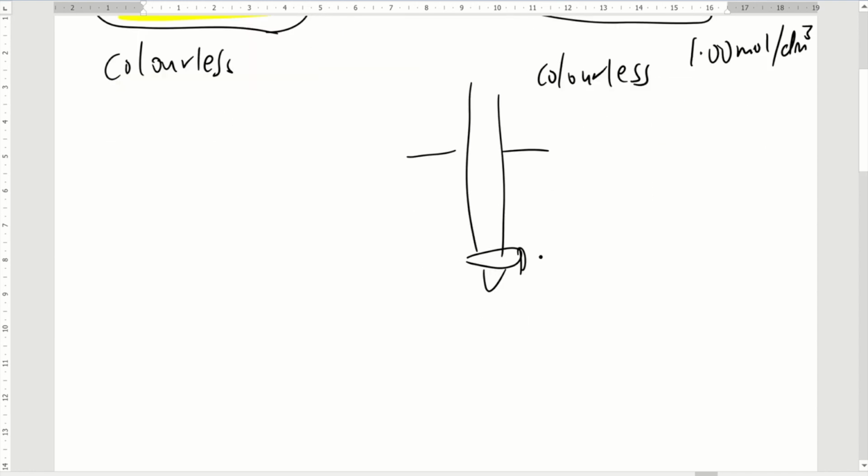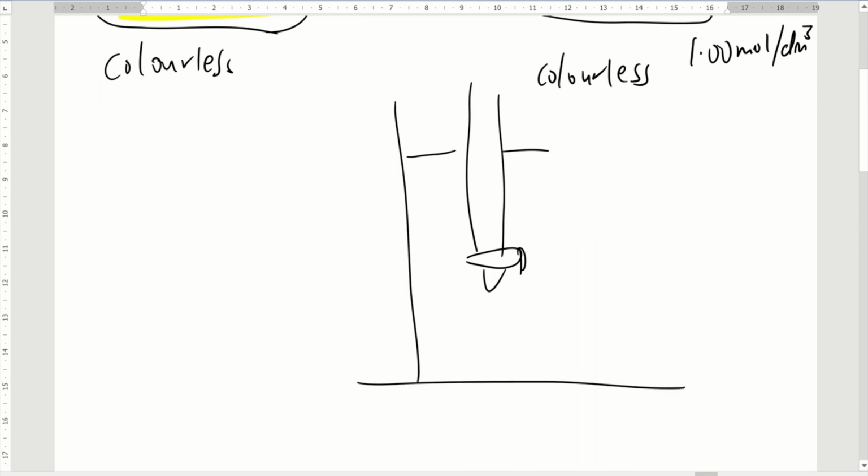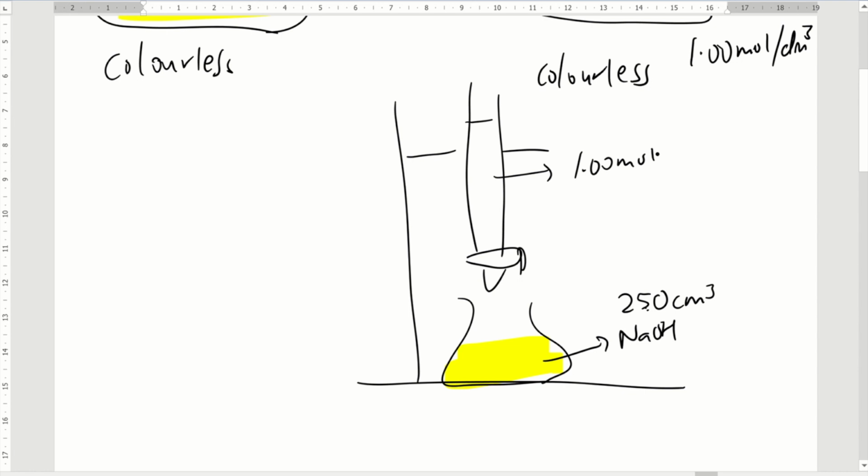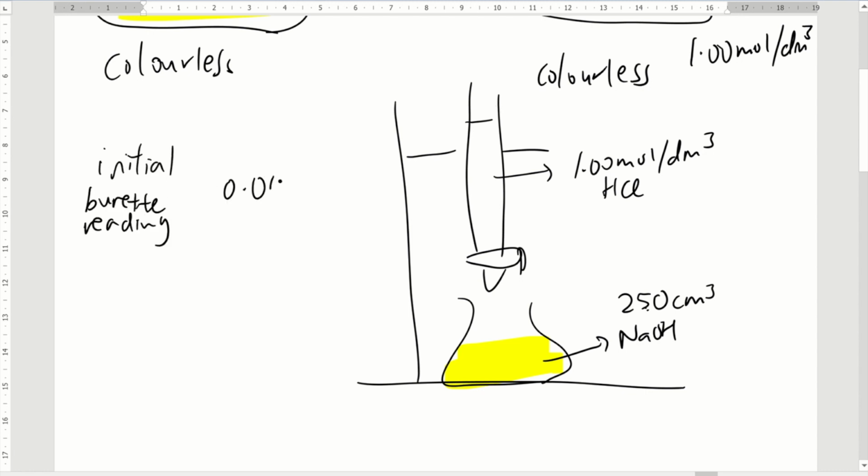So I have this burette, and then of course I have my retort stand. And then of course I will put my conical flask here. And then I have my NaOH, a fixed volume of my NaOH, and I have my acid here. This acid is 1 mole per dm cube. For my burette, for example, the initial burette reading is 0.00 cm cube, to 2 decimal places.